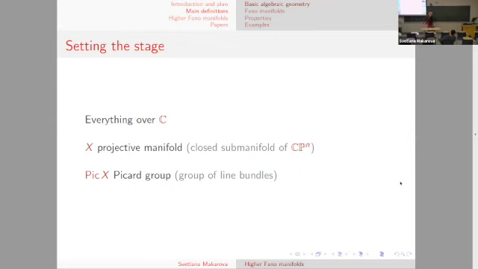On this manifold, we can consider vector bundles, and vector bundles of rank 1 are called line bundles. And these line bundles form a group under the operation of taking tensor product. So Pic X, called Picard group, will be our notation for the group of isomorphism classes of line bundles.